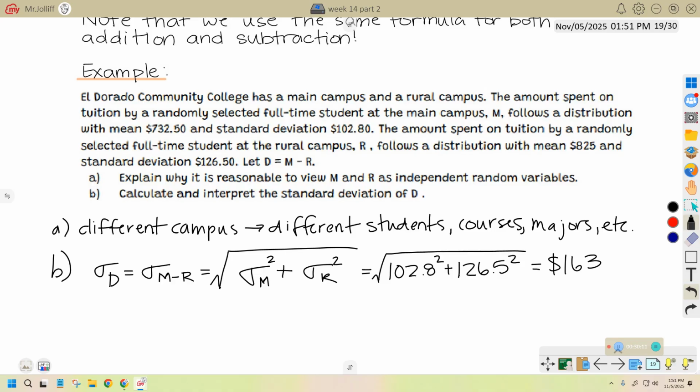So what that's telling us is that the average difference in tuition between main campus and rural campus varies from that negative $92.50 by about $150, $163 if we want to be exact. Meaning, because this standard deviation is bigger than my mean, there are some students where main campus is paying more than rural. But most main campus is paying less than rural, because most of that peak, that one standard deviation on either side, is negative.